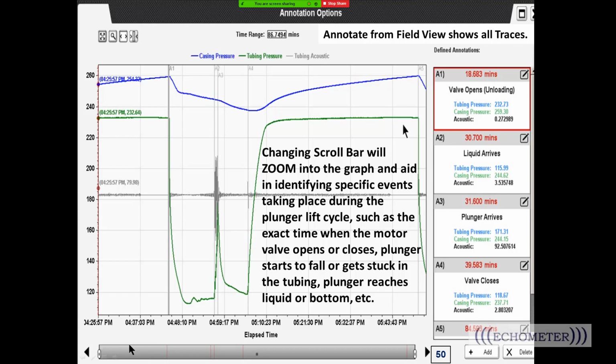Here we've got the scroll bar at the bottom of the annotation. We can change the view on the screen. We have the casing pressure screen, casing pressure data, the tubing pressure data, and the acoustic signal. We can use our magnifying glass to select a particular point and zoom in. We can change the range of the time, and we can examine the data in more detail.